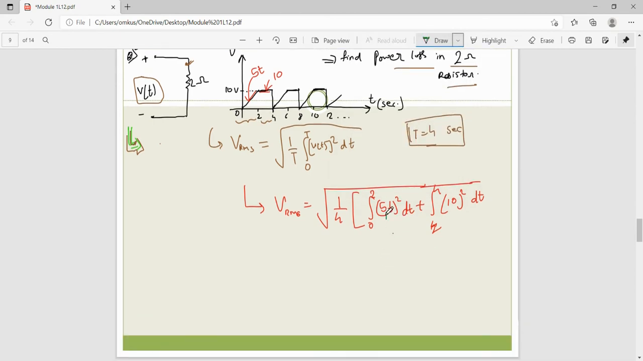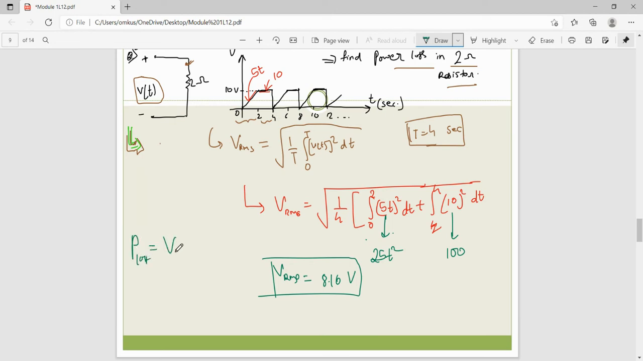Problem or its expression. Take the square of that, and this is 100. When you solve this, you will find the RMS value, which is equal to 8.16. Okay, and what is the power loss? Power loss of a resistance is equal to Vrms squared by R. R is given to you, and Vrms you find from that. So when you put the value, you will get 33.33 watt.